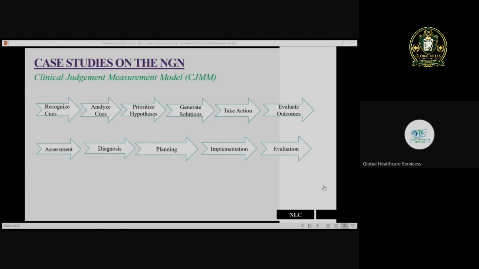Okay, then take action. On the basis of that solution, I have to take the action, I have to carry out the nursing intervention.